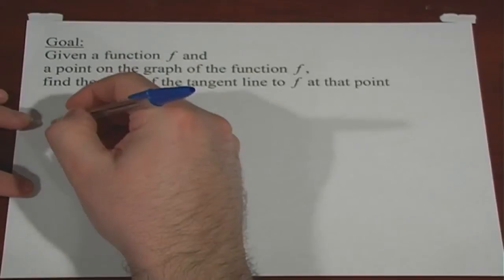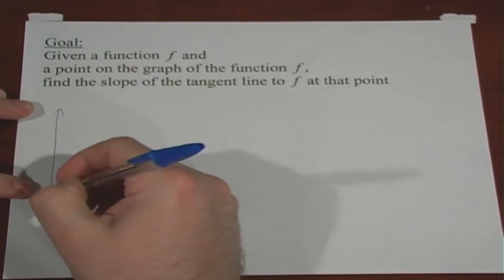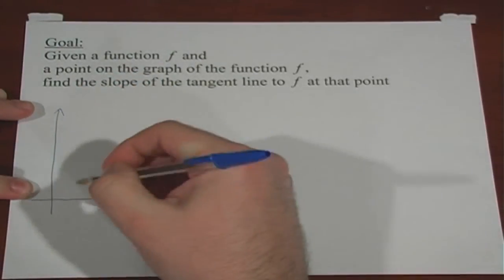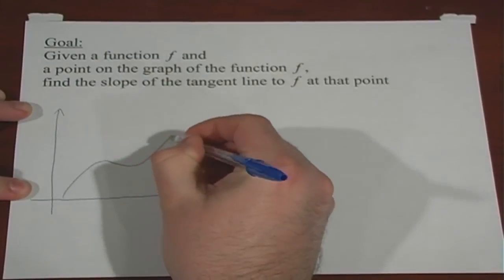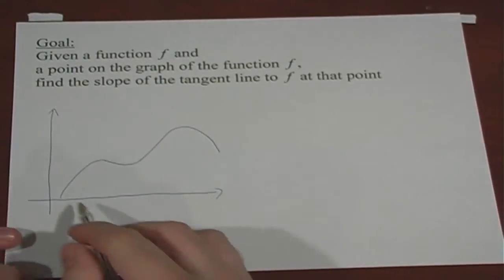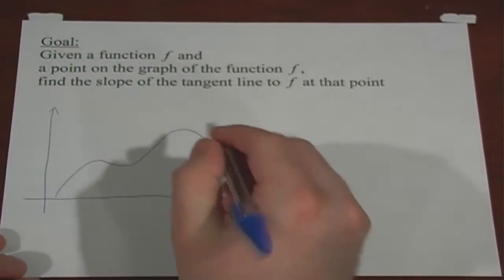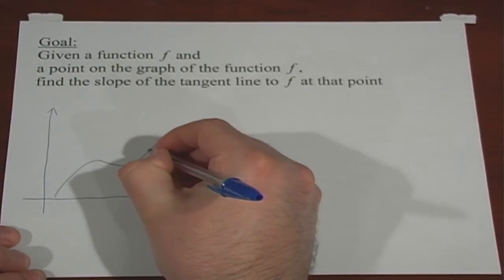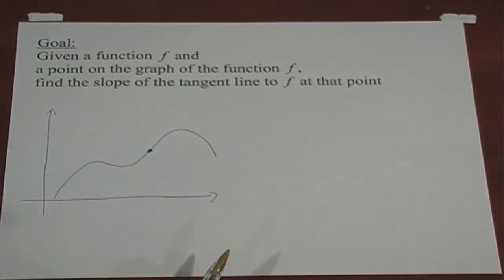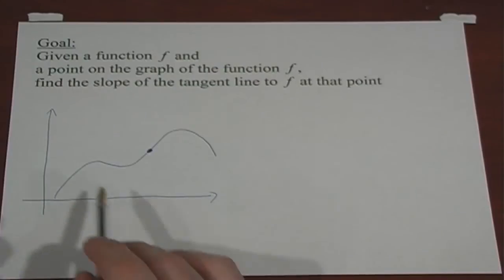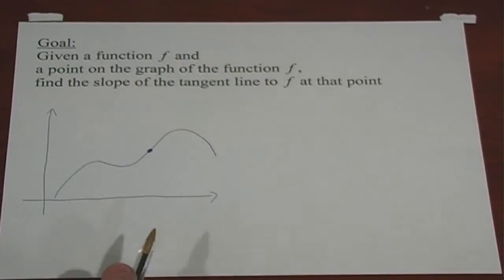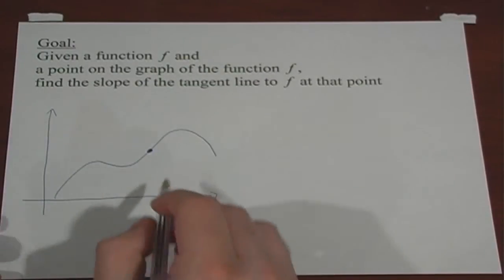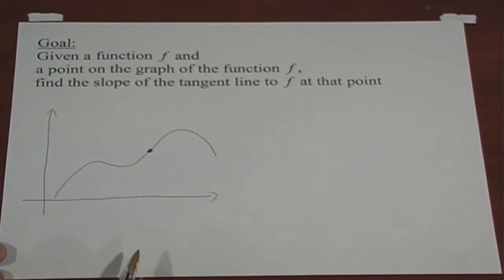Let me go ahead and draw a quick picture here. So here's just some random graph, let's say. I'm going to give you some kind of graph or some kind of function, and say, okay, we have this point on it. So what am I giving you? Two things. I'm giving you the function, in other words, some kind of curve, some graph, and a point on the graph. And I'm going to ask you, find the slope of the tangent line to the function there. So our goal is to find the slope of the tangent line.